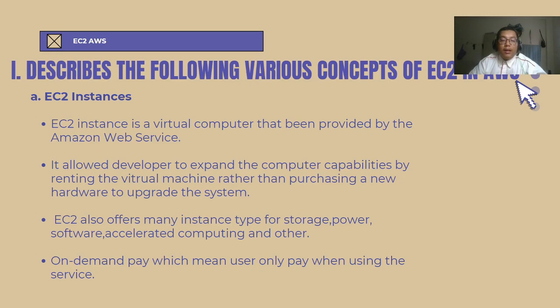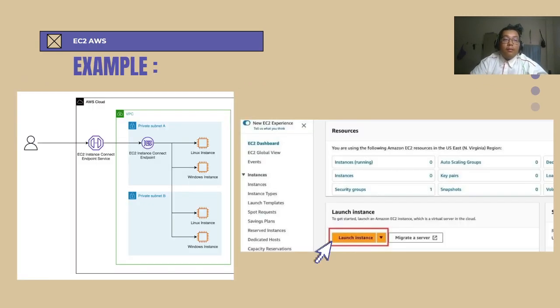EC2 has many things to improve your computer using just a virtual machine, and it's on demand, which means you only pay when you're using the services. This is an example of it.